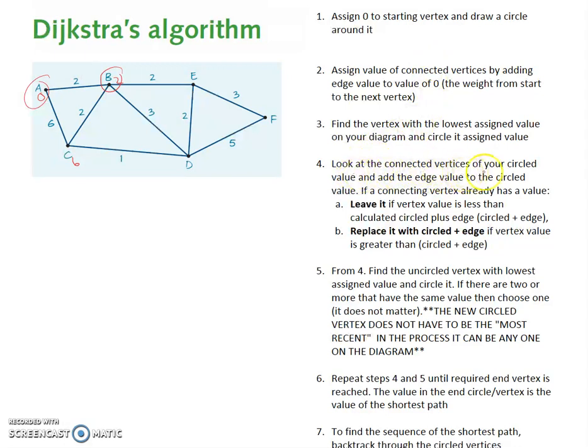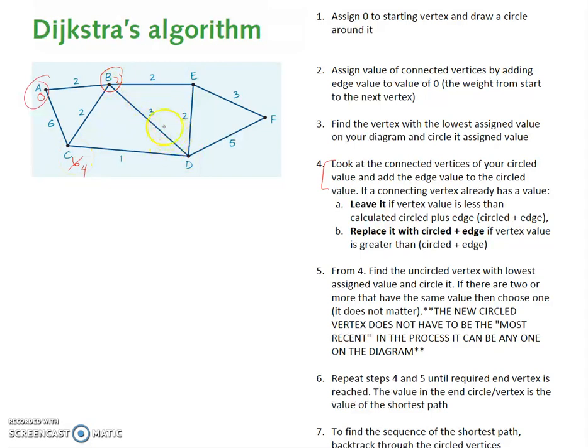Next step is look at the connected vertices of your circled value and add the edge value to the circled value. If the connected vertex already has a value, compare them. Basically, A to C is 6 kilometers, but I could also get from A to B to C in 4 kilometers. So which one's shorter? Well, it's the 4 kilometers one, isn't it? So in this case, the 2 plus the 2, or the circled value plus the edge, is smaller than the vertex value at 6, so I have to replace it. So I can get to C in 4 kilometers, right?